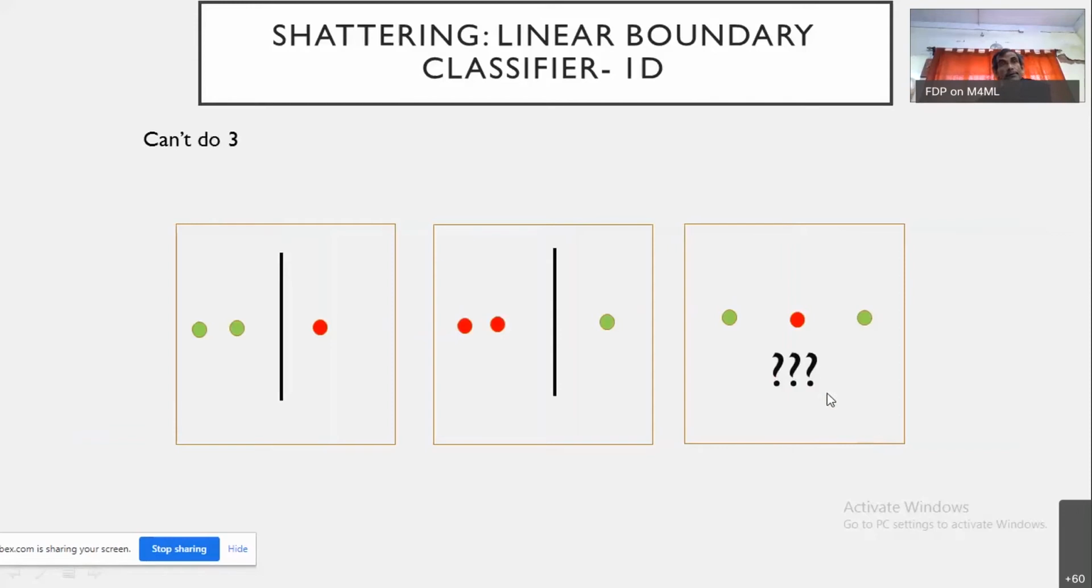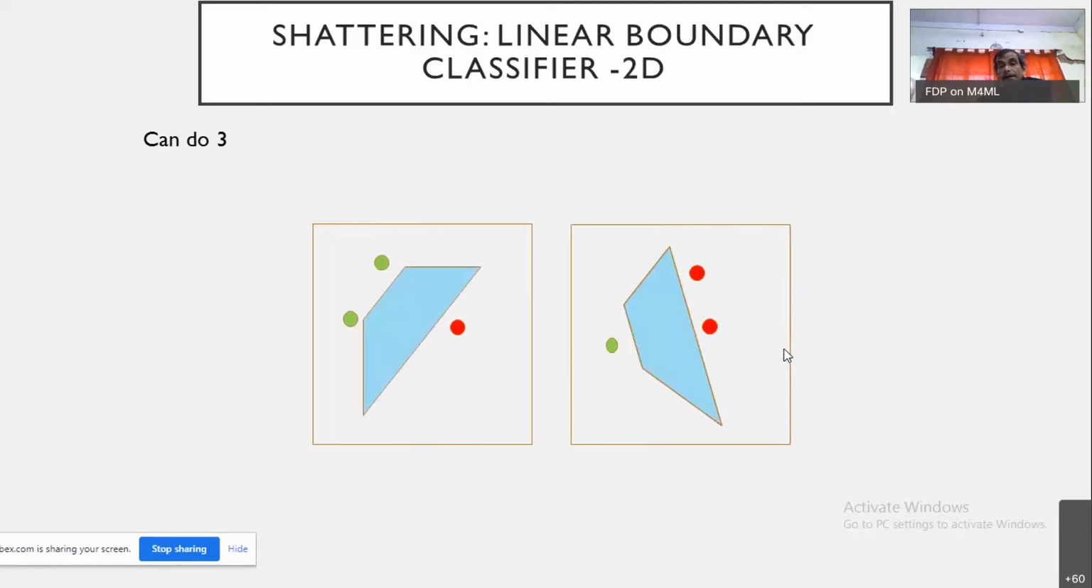But can I do it for 3 points just by using a single line? Maybe no. For this particular case, I cannot have it. So 3 points I cannot shatter using just a single line on 2-dimensional space.